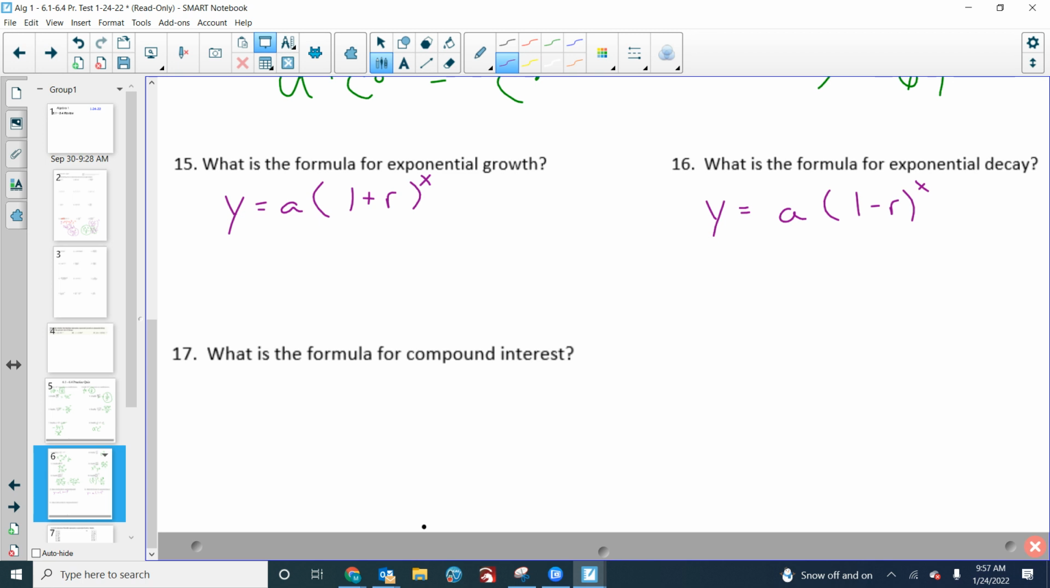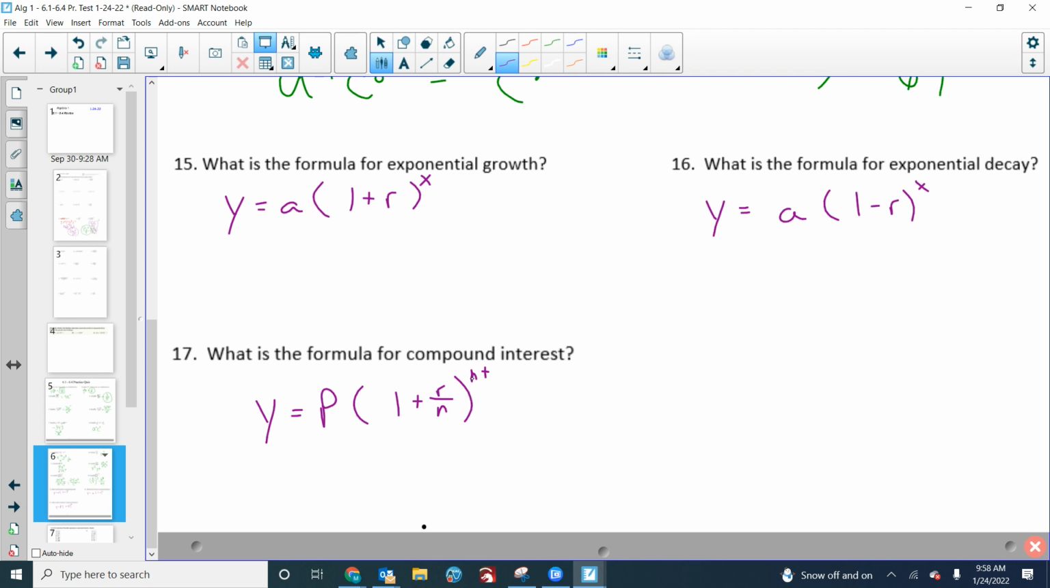All right. Compound interest. Gavin, did you get that one? Y equals P, parentheses, 1 plus R over N, and then raised to the N times T. Yep. So that has to go to the NT. That's because it's compounding interest, but N is the number of compoundings times the time you've gone on. Okay. That's that formula. That's 17.